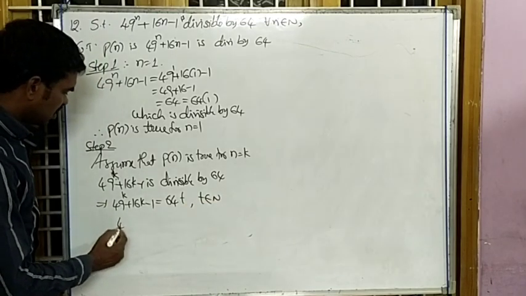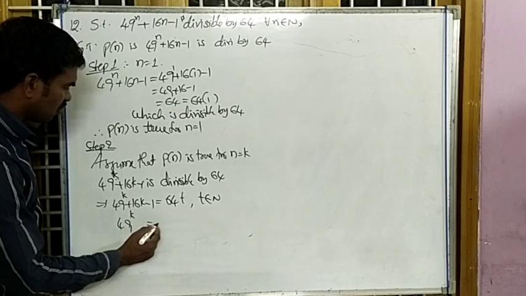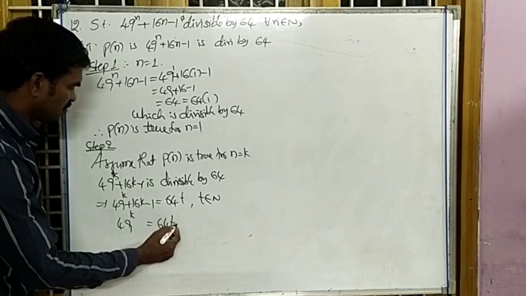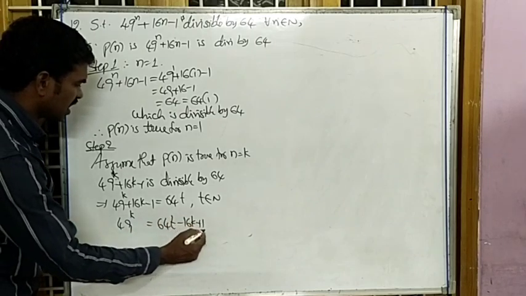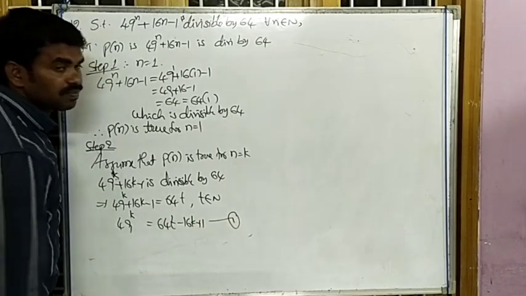Okay. From this, 49^k is equal to 64t - 16k + 1 we can write. Am I right? So take this as equation 1.